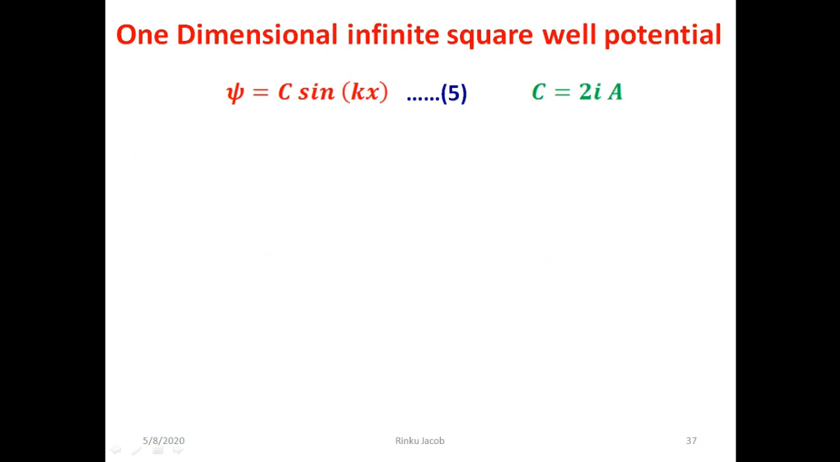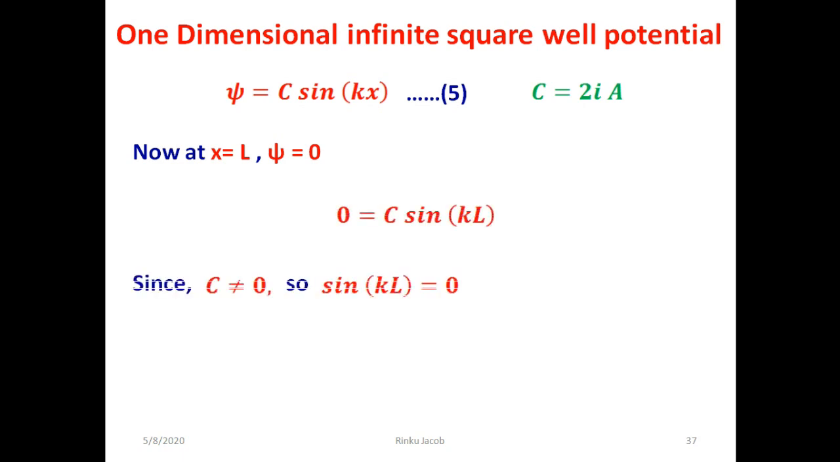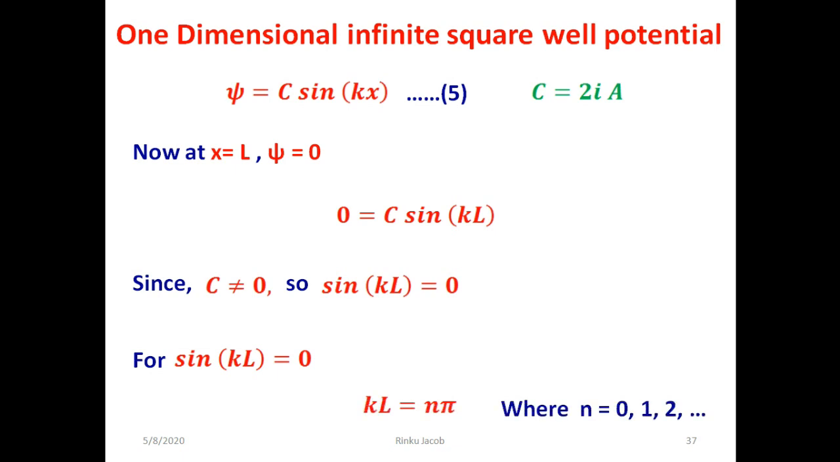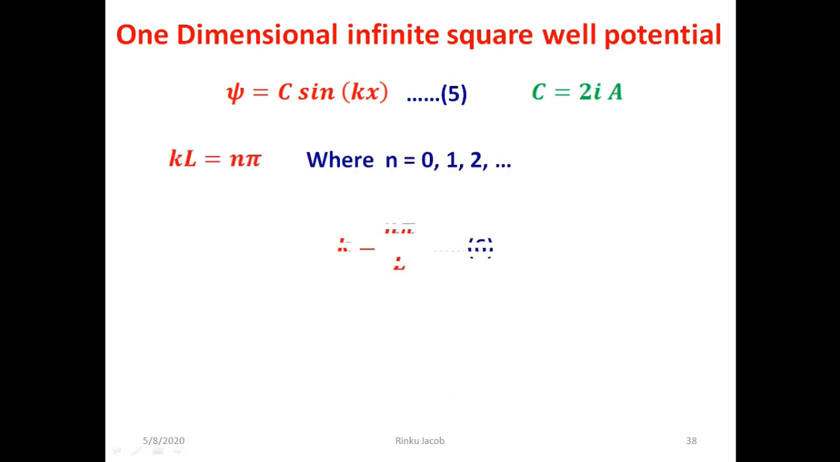Now we have to find the value of C in equation 5. For that, we take the second boundary, that is at x = L. Here, as the particle cannot exist, the wave function ψ is 0. Now applying this condition to equation 5, we get 0 = C sin kL. As C is not equal to 0, definitely sin kL should be 0. For a sine function to be 0, the angle should be an integral multiple of pi. That is, for sin kL to be 0, the angle kL should be equal to nπ, where n = 0, 1, 2, etc. So k = nπ/L, which is equation 6.